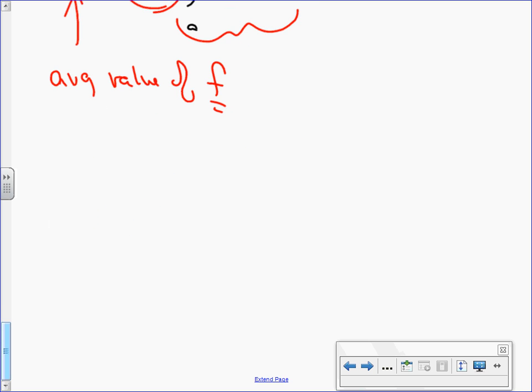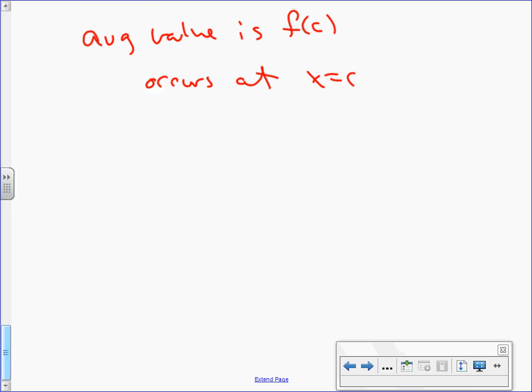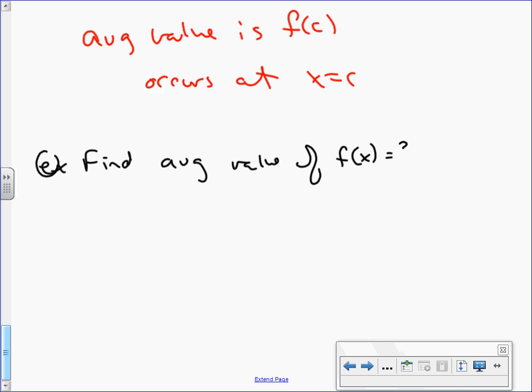We say the average value is the y value, and it occurs at the c value. Okay? Let me give you an example. Find the average value of f of x equals 3x squared minus 2x.